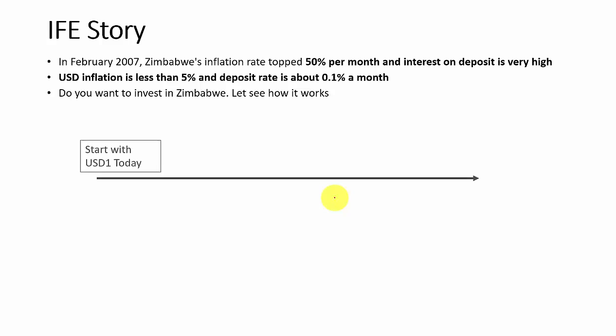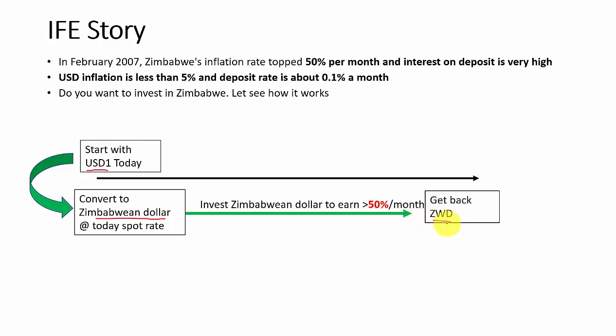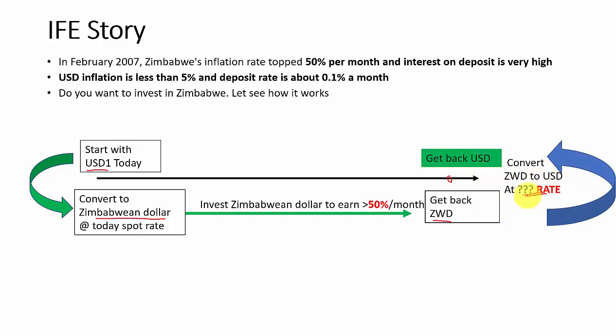Okay. So if you want to invest in Zimbabwe, first of all, you have to convert US dollars to Zimbabwe dollars at today's spot rate, invest, and earn more than 50% interest, right? And then you get back a lot of ZWD, Zimbabwe dollars, right? However, what will you do? Clearly, you have to convert it back to US dollars. The question here is, when you do the conversion, what is the exchange rate? We don't know, okay?